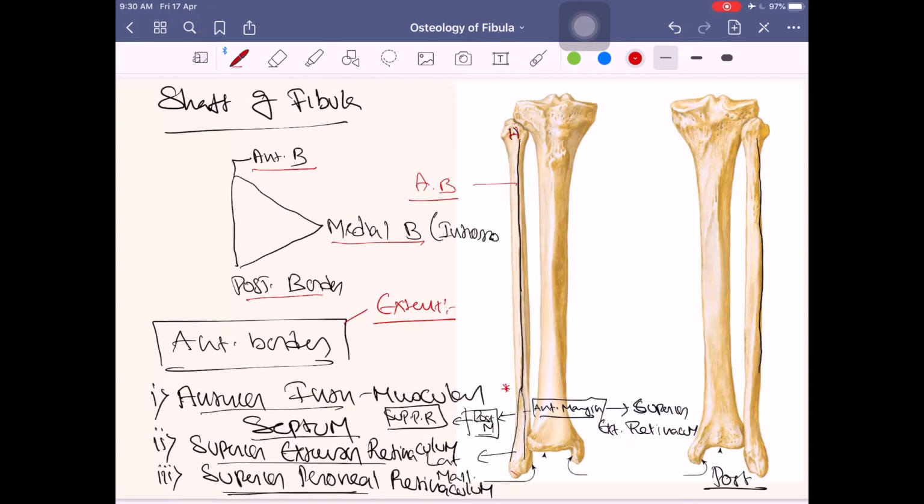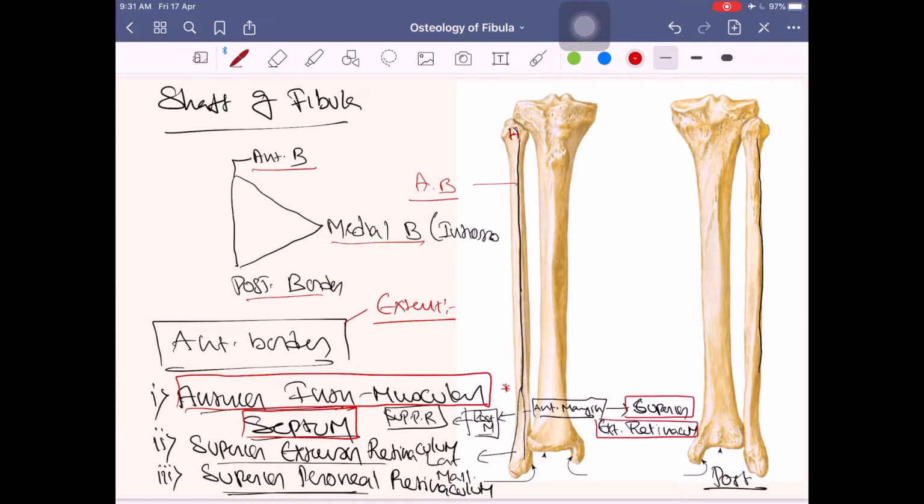Now what are the attachments we have here? Throughout its extent, it gives attachment to the lateral intermuscular septum. It is a deep fascia. The intermuscular septum is attached to the entire extent of the border where it is a single line, that is the anterior intermuscular septum. The part where it divides into anterior margin and posterior margin, the anterior margin gives attachment to the superior extensor retinaculum of the leg.